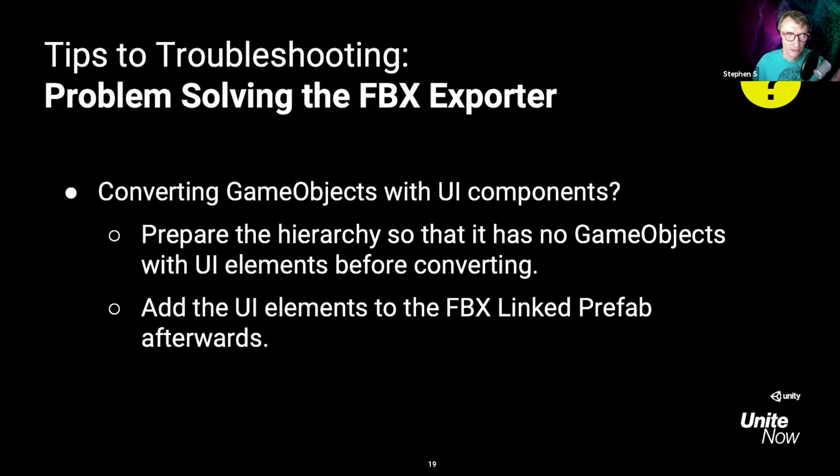And the last one: if you have any UI components in a game object that you're going to send to 3ds Max, you want to make sure you remove them. Prepare the hierarchy so that no game objects have UI elements in them before converting. Then, if you modify it in 3ds Max and come back to Unity, you can add those UI elements afterwards. You can put them back in the FBX linked prefab once it's created, and it'll bring it back.